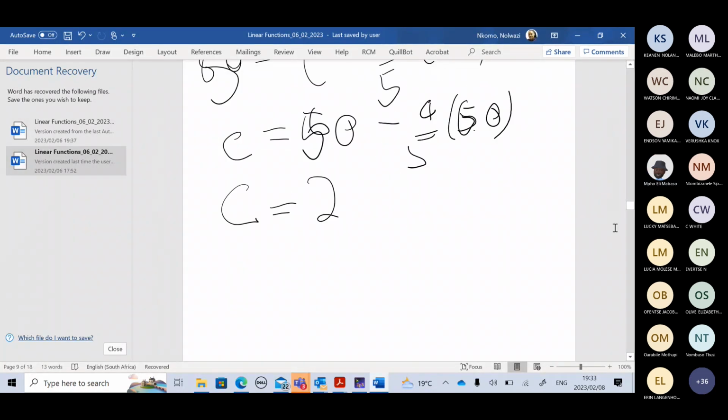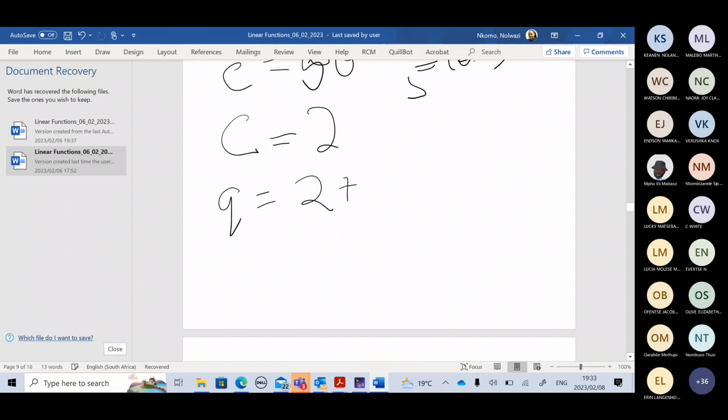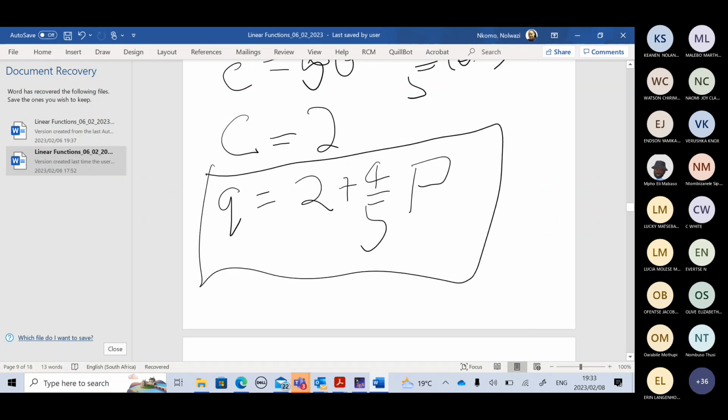Okay. And this means Q is equal to 2 plus 4 over 5 P. Which means they made an error in the book. What did they get in the book? On D, they got 1.25. On D? Yes, so they inverted 5 over 4. They swapped. Oh, okay.